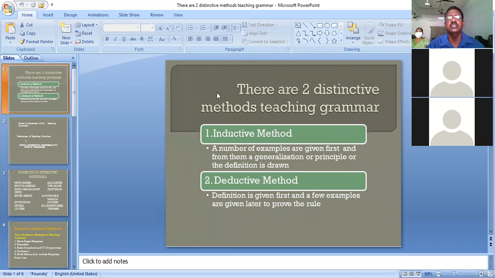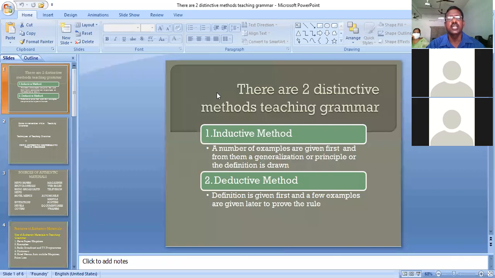This inductive method is used for participating in several ways, and it gives us a number of examples and we infer the rule from the number of examples. You can say inductive means clockwise, like 1, 2, 3, 4, 5, 6, 7, 8, 9, and 10. In this way, we can go. This is the inductive method.